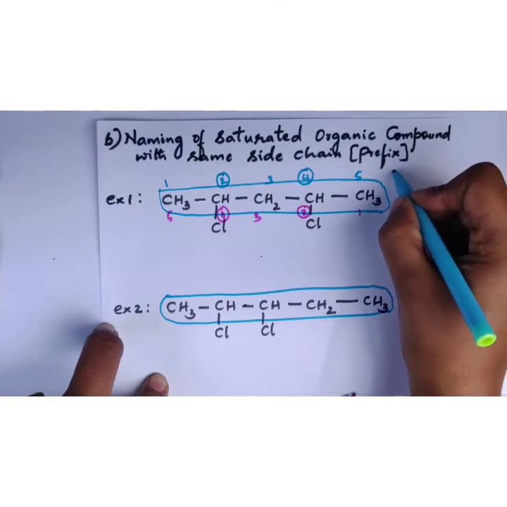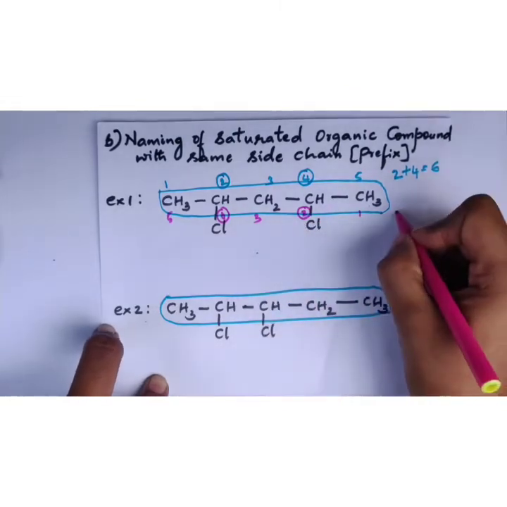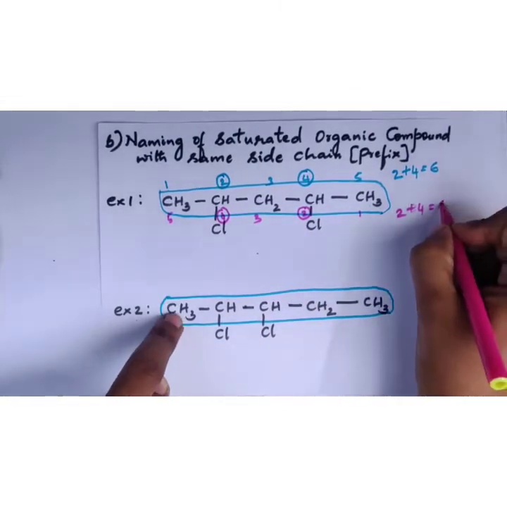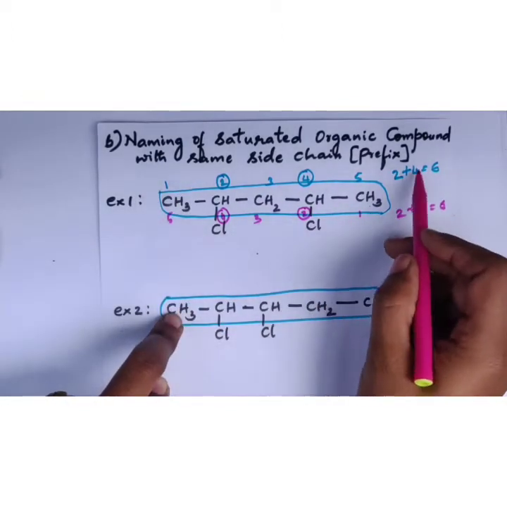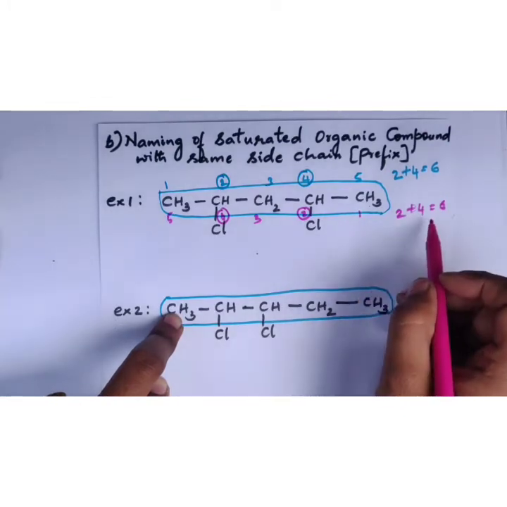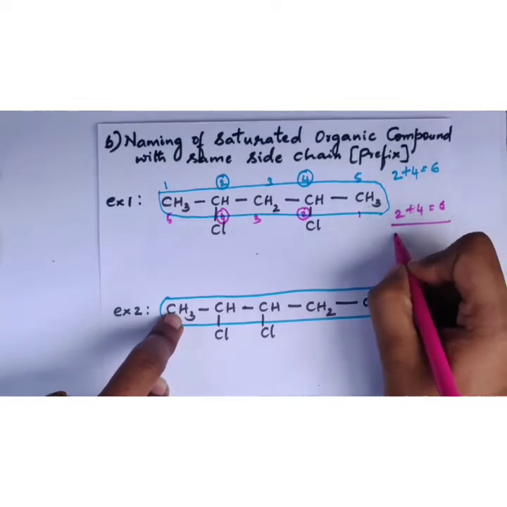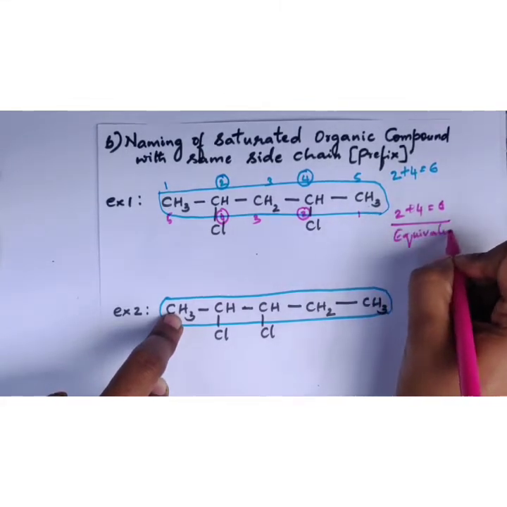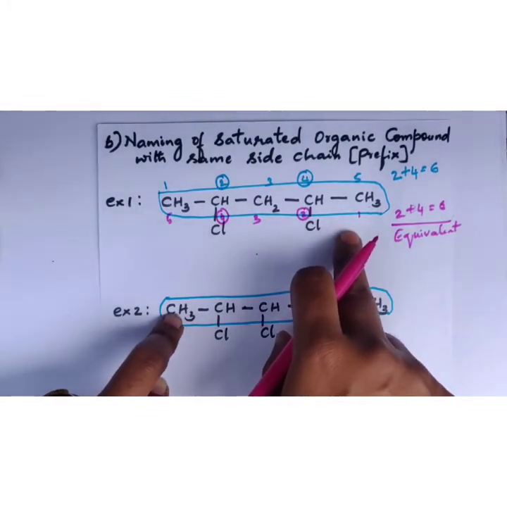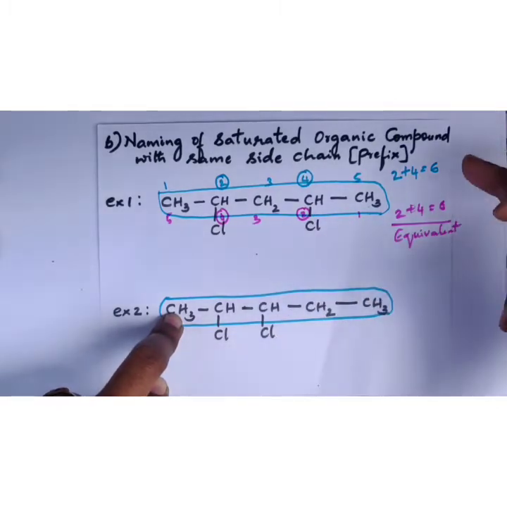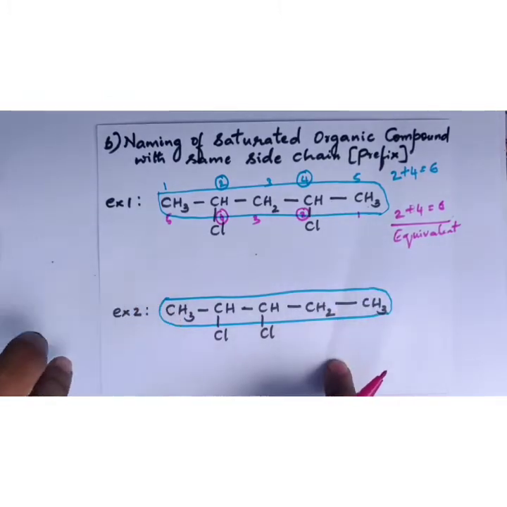Now you have to take the total: 2 plus 4, so it is 6, and here 2 plus 4, it is 6. So both the totals are equal. So here, if you number it from the left side, the total is 6. If you number it from the right side, whatever the locant total you get, it is 6. That means here it is equal, so you call it equivalent. In this case, you can number it from any side. So remember, when the totals are equal, you can number it from any side. Let me take the second example now.